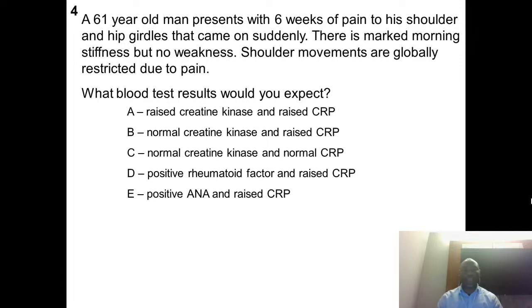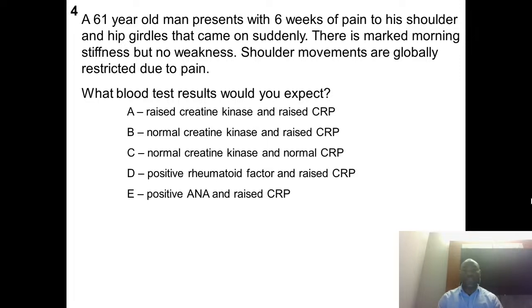So option A, would you get a raised creatinine kinase and raised CRP? Option B, would you get a normal creatinine kinase and raised CRP? Option C, would you get a normal creatinine kinase and normal CRP? Option D, would you get a positive rheumatoid factor and raised CRP? Option E, would you get a positive ANA and raised CRP?